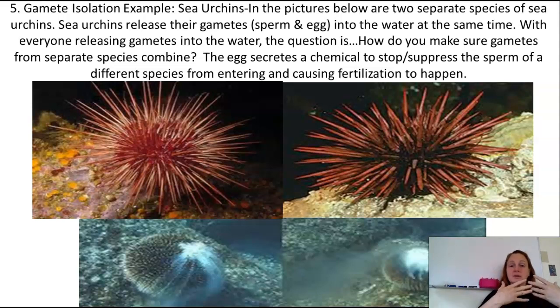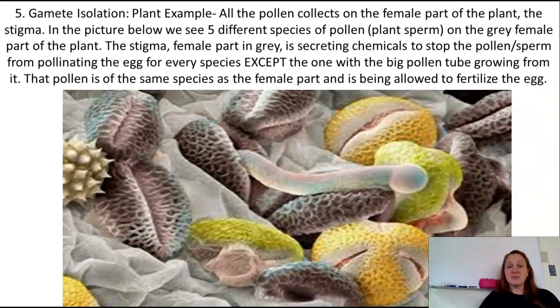How are the species able to control fertilization and to make sure that their sperm and their egg that combine are of the same species, and that the sperm and the egg aren't combining of separate species and potentially leading to some issues? And so one of the things that can happen is the egg may secrete a chemical to stop the sperm from being able to enter if the sperm is not of the same species.